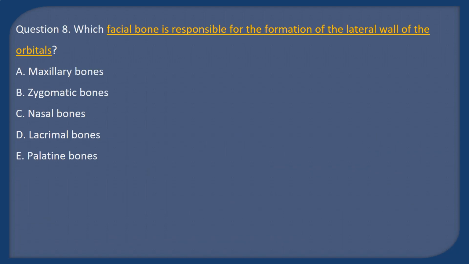Question 8. Which facial bone is responsible for the formation of the lateral wall of the orbitals? A. Maxillary bones. B. Zygomatic bones. C. Nasal bones. D. Lacrimal bones. E. Palatine bones.